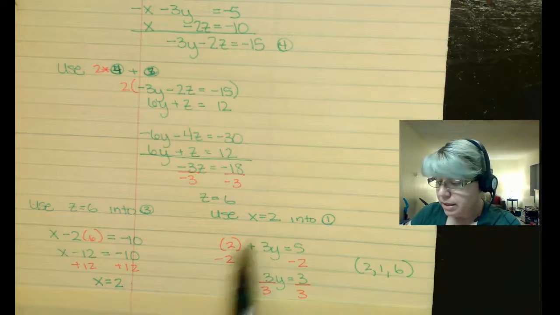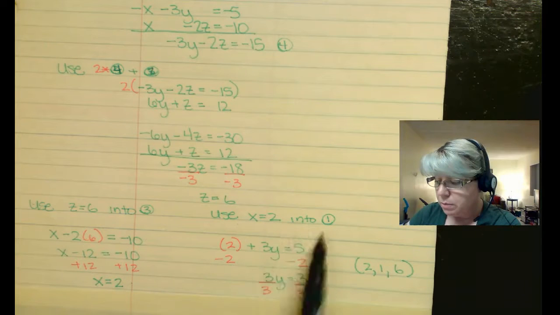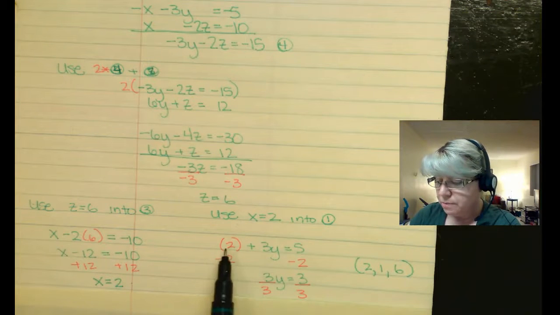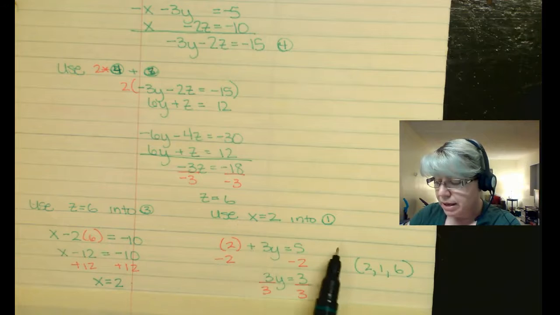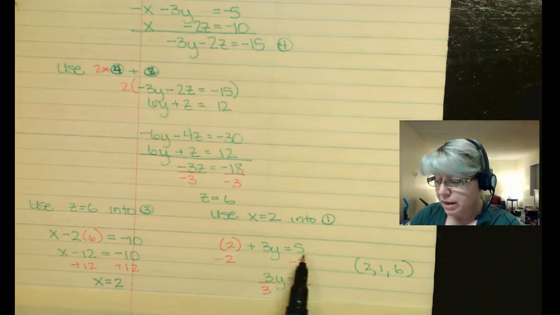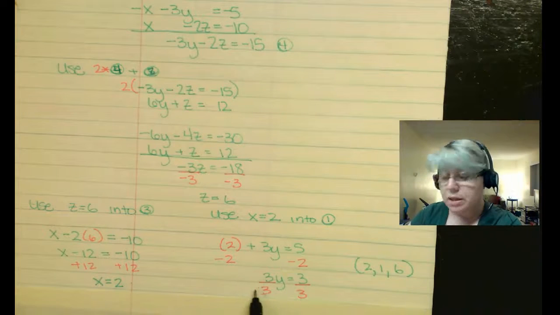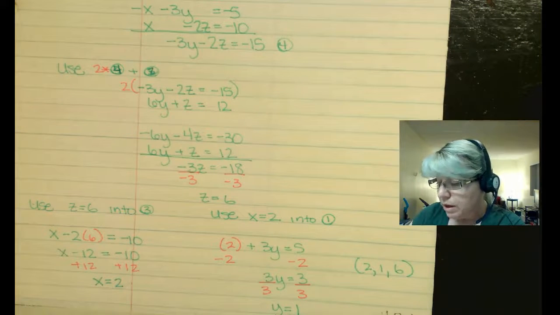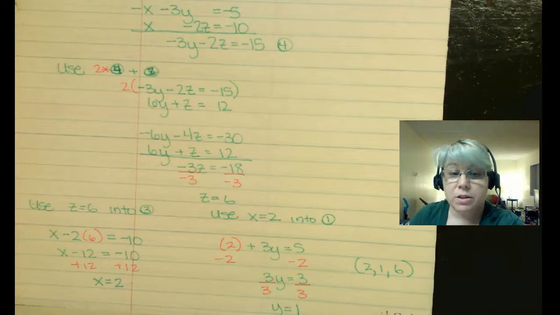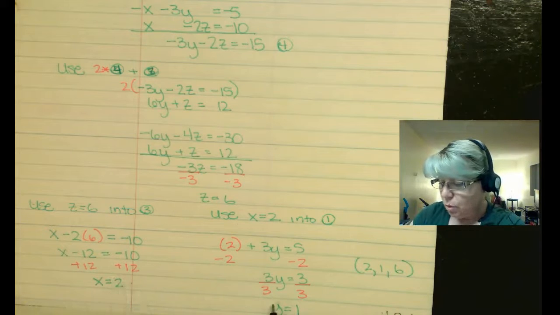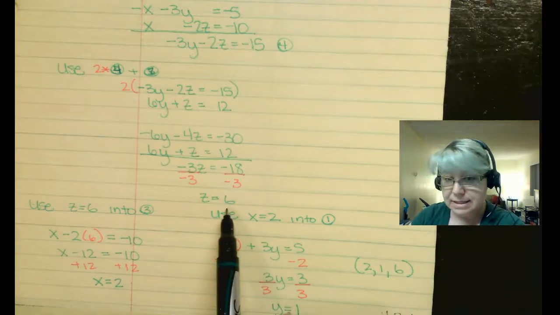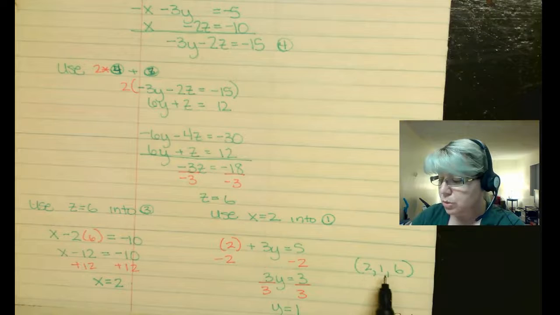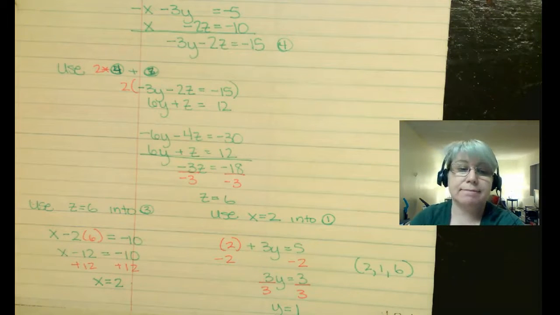Now using x is 2, we can plug it into the first equation, which was x plus 3y equals 5, so 2 plus 3y equals 5. Subtract 2 from both sides, you get 3y equals 3. Divide each side by 3, you get y equals 1. So, x is 2, y is 1, z is 6, so our ordered triple is (2, 1, 6).